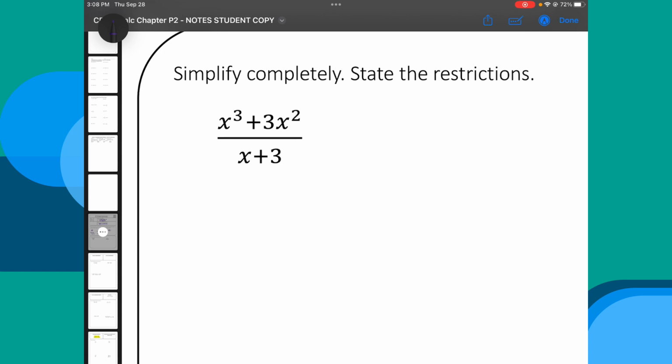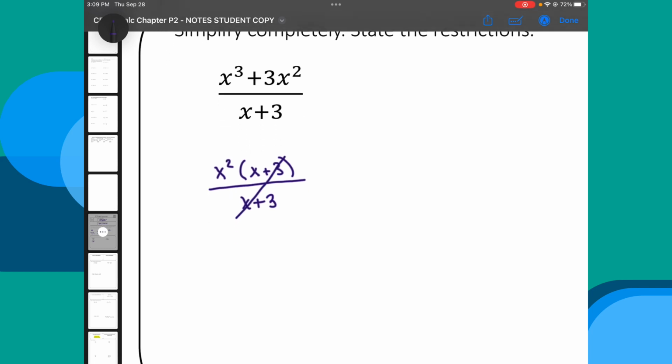The first thing that I'm always going to do is factor my numerator and factor my denominator. In my numerator, I have a GCF of x squared, so we get x plus 3. In the denominator, I also have a linear equation, so that cannot be simplified. Here I notice that I have a binomial in my numerator that's the same as the binomial in the denominator. So x plus 3 over x plus 3 is equal to 1, and we're left with x squared.